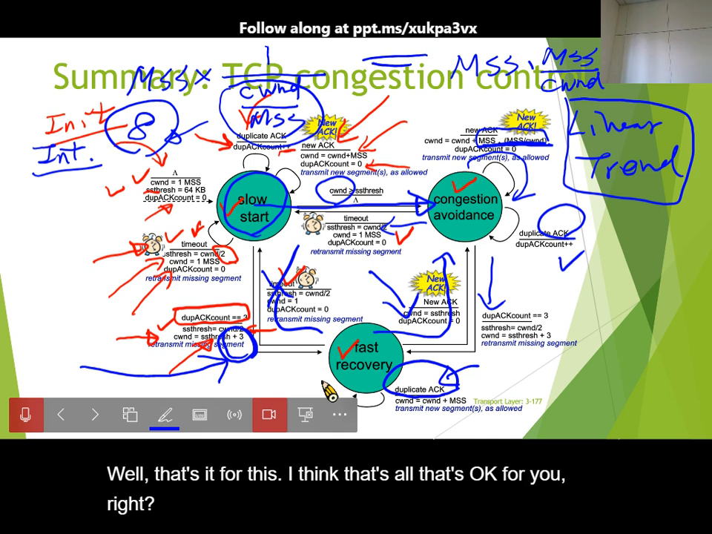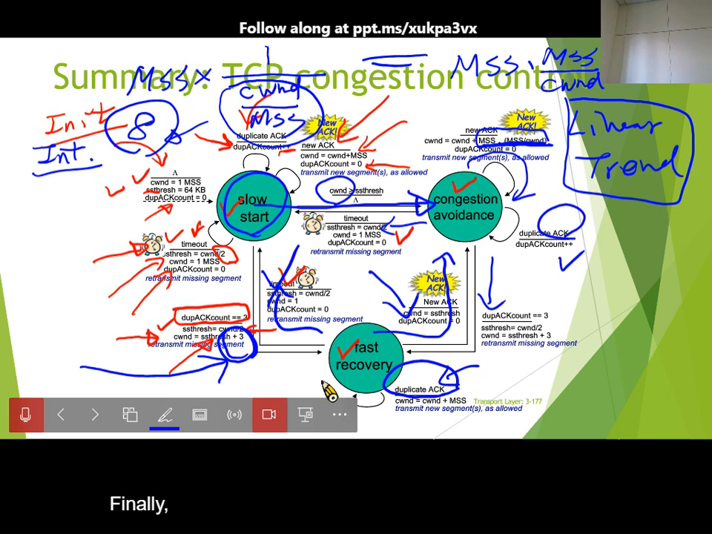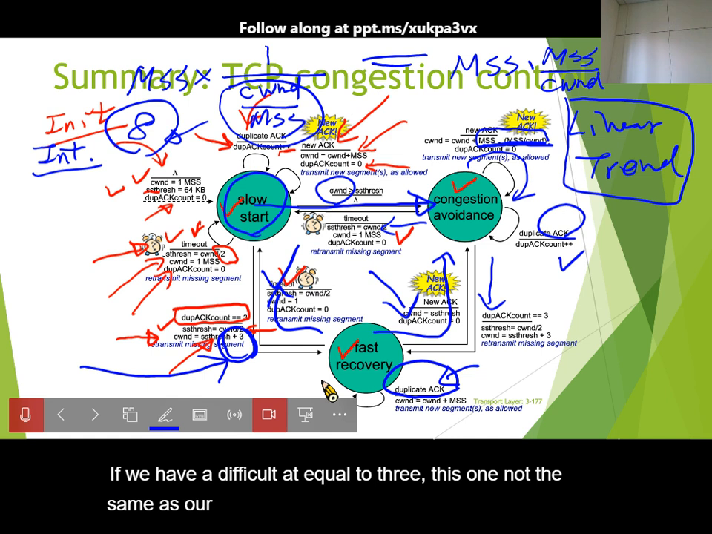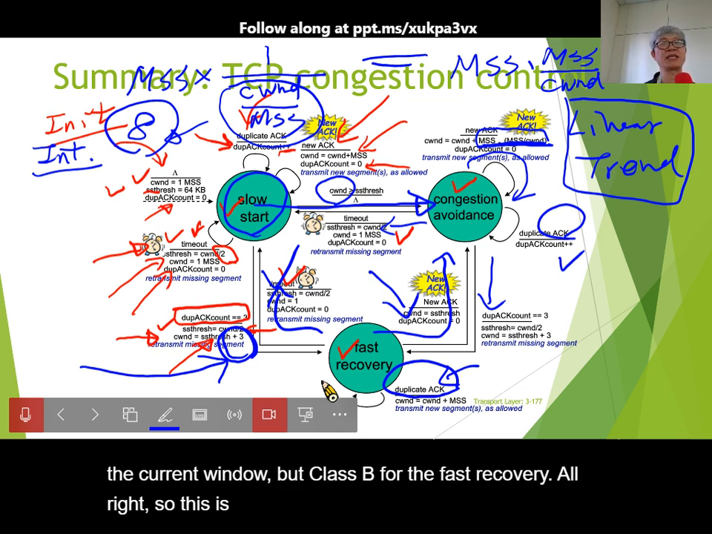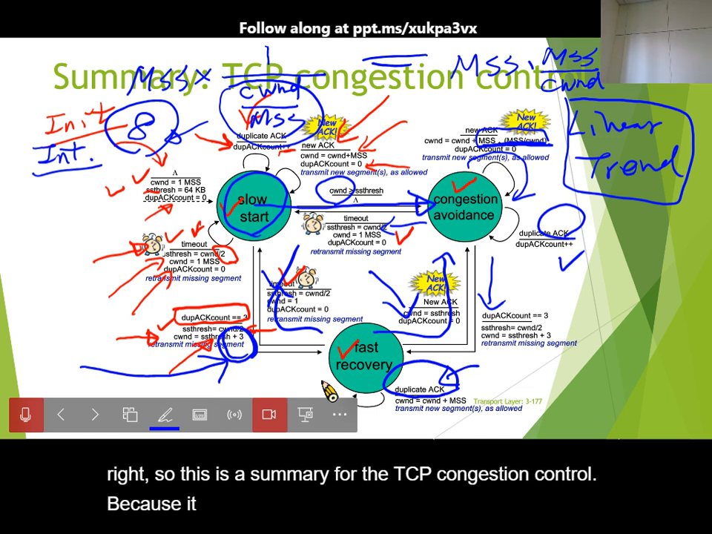Finally, there is something to keep in mind. If we have duplicate ACK equal to 3, this is not the same as our previous discussion. We set the congestion window to the current window plus 3 for the fast recovery. All right, so this is a summary for the TCP congestion control, because it is really important. So I mention this for all of you. Well, about this, any questions?